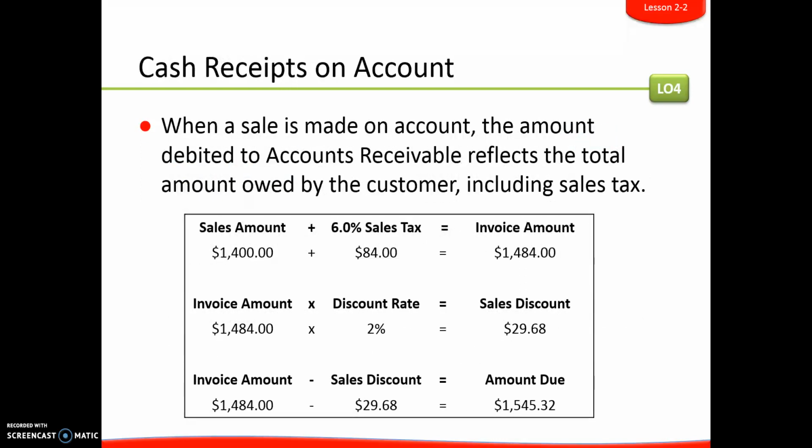Now, when a sale is made on account, the amount debited to accounts receivable reflects the total amount owed by the customer, including the sales tax. So remember, if the sales amount was $1,400 and there's a 6% sales tax, that's $84 on that $1,400. So the total amount that they owe us is $1,484. If they decided to take the discount, they would get $29.68 off if they paid within those 10 days. So the invoice amount, or the amount that we're going to deduct from accounts receivable, is still going to be the $1,484. We're just going to have a separate spot where we keep track of that sales discount. So the total cash received is going to be $1,454.32.